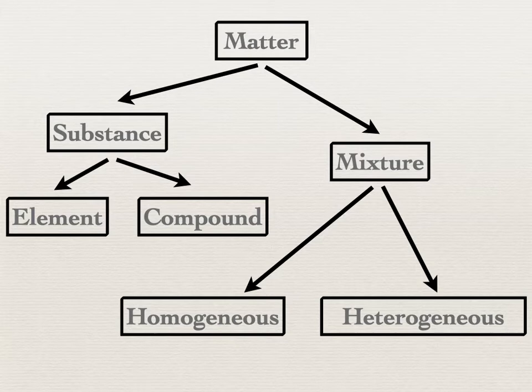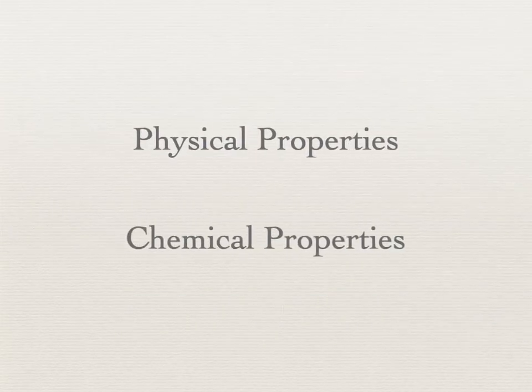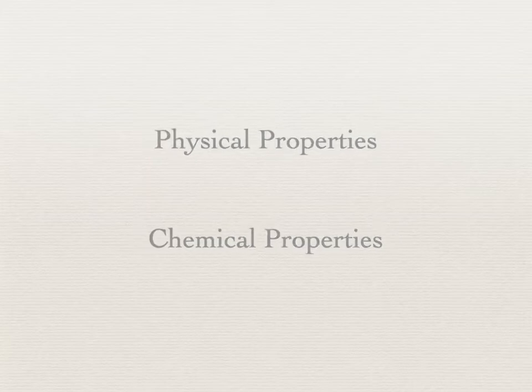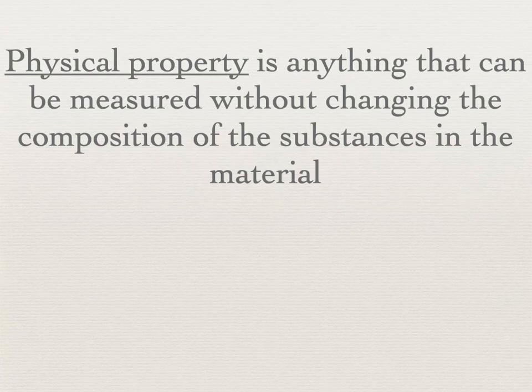Any one of these samples of matter in any of these categories, though, has a set of properties that can help you identify what kind of matter you have. The two broad categories of properties that we're going to look at are physical properties and chemical properties. So, starting with physical properties, a physical property is anything that can be measured without changing the composition of the material.